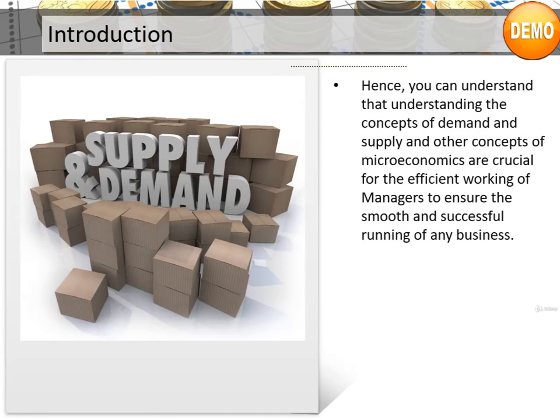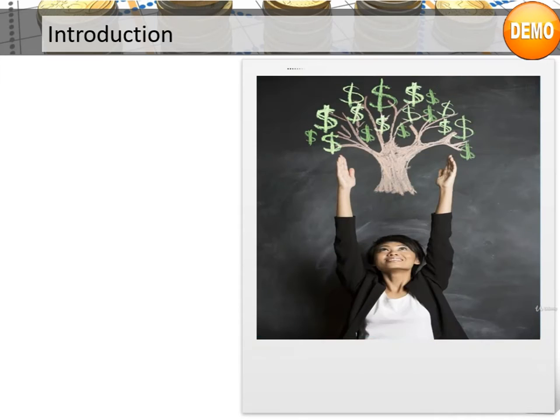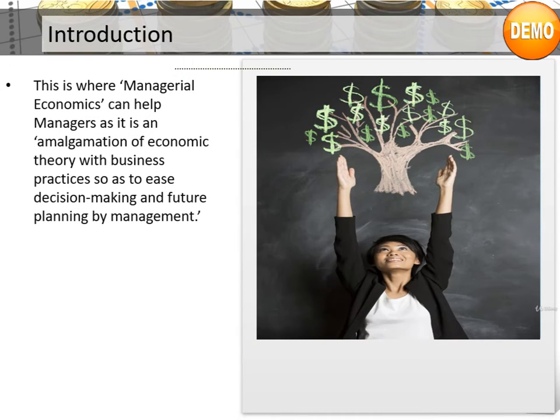Hence, you can understand that understanding the concepts of demand and supply and other concepts of microeconomics are crucial for the efficient working of managers to ensure the smooth and successful running of any business. This is where managerial economics can help managers, as it is an amalgamation of economic theory with business practices so as to ease decision-making and future planning by management.